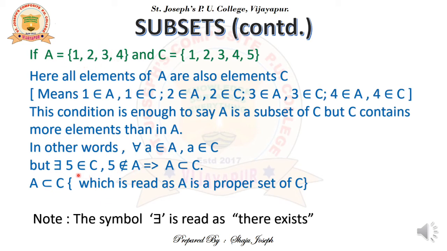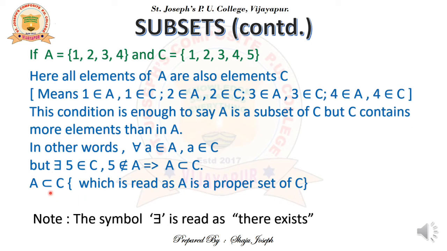See, so which set do I write first here? 5 belongs to C. C I wrote first. Then I wrote 5 does not belong to A. A I wrote second. Correct? That means A is smaller than C. That's why C contains one number more compared to A. So we write A is a subset of C. It cannot be equal this time. It's surely smaller. So we read it as A is a proper subset of C.